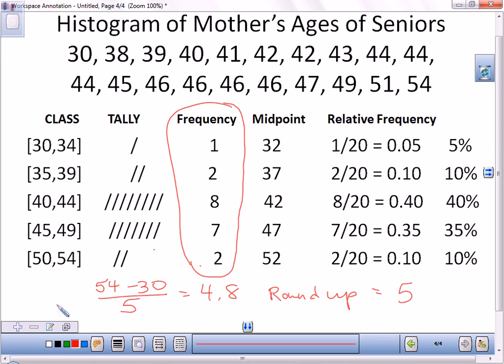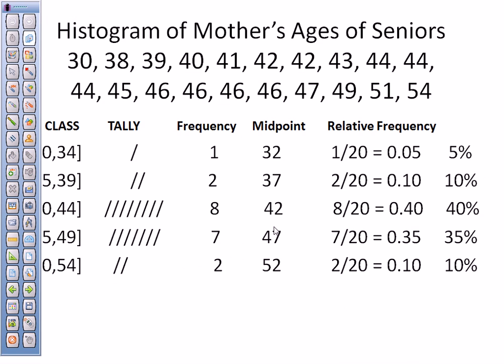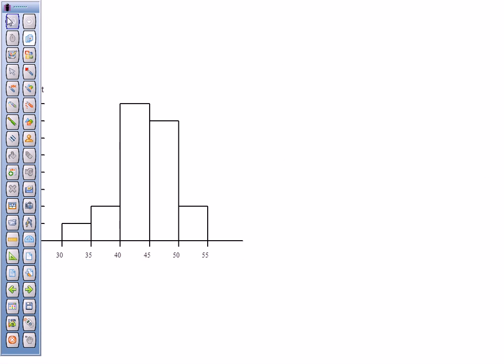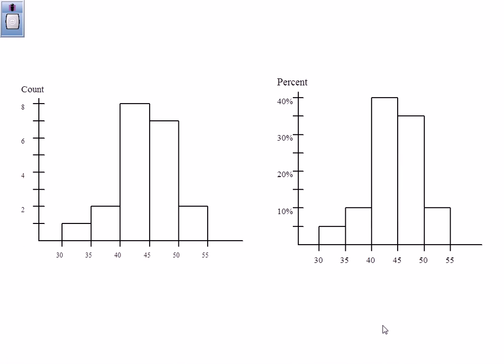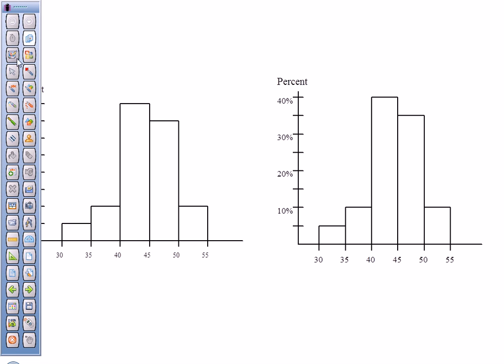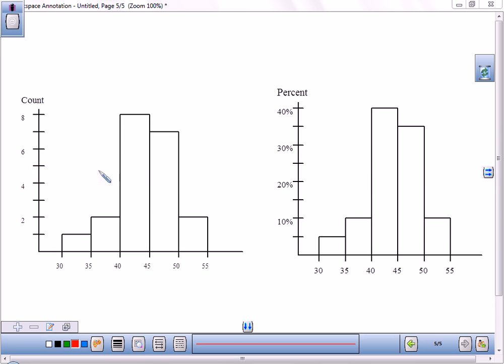I'm going to show you both the frequency distribution and the relative frequency distribution. So, how do they look different? They don't, do they? They're the same. But they mean different things.